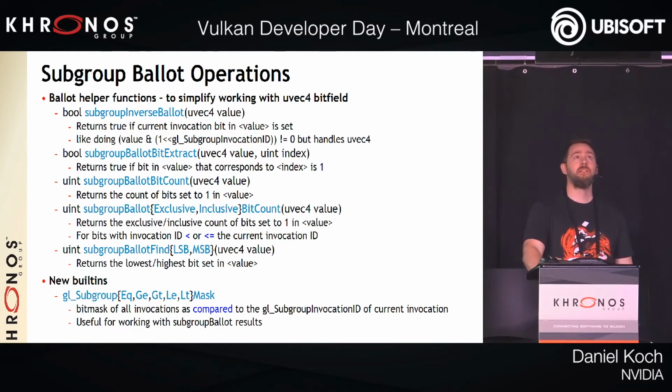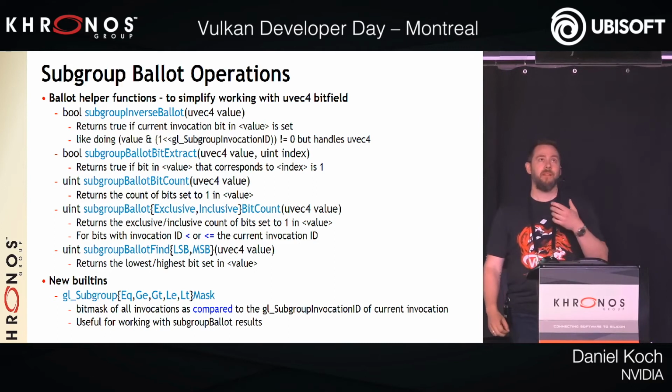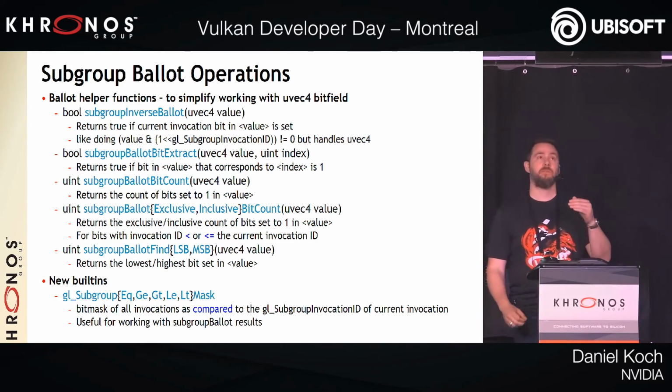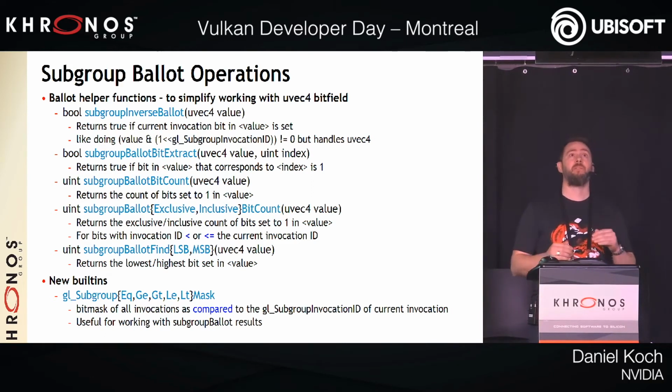There's also built-ins. So gl_SubgroupEqMask, for example, basically gives you a mask of all the other invocations in the subgroup compared to your own thread, so you can see all the ones that are less than me. The EQ one is obviously just yourself. Greater than, so you can break it down depending on your workload, based on the ballot results.